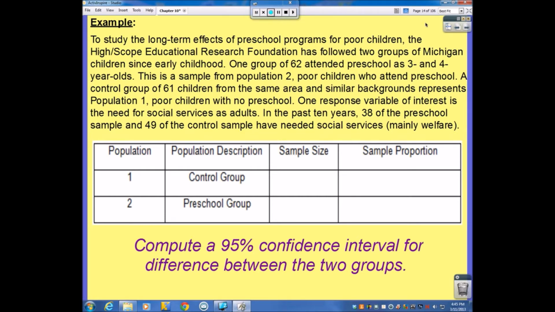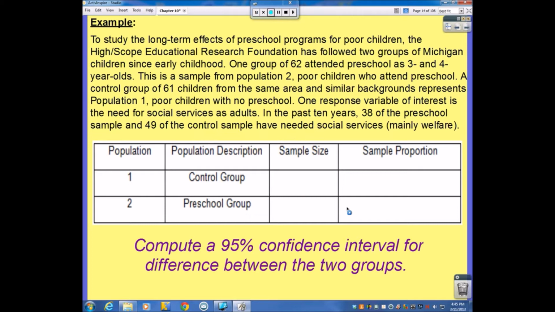In the past 10 years, 38 of the preschool sample and 49 of the control sample have needed social services, mainly welfare. So what they're wanting to test here is the idea that if poor children are put into preschool programs, hopefully that will give them a leg up in the rest of their educational career, and hopefully will result in them being more successful in school, and more successful in school hopefully means a better paying job, which means less of a reliance on governmental assistance like welfare and food stamps.